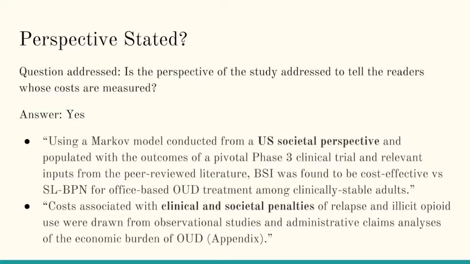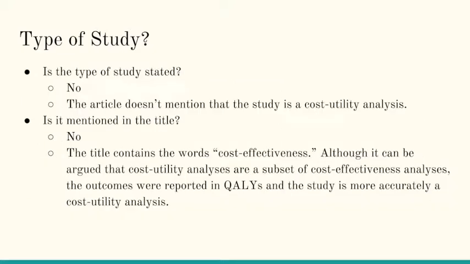We will now look at whether or not the perspective was stated. In order for the readers to know whose costs were measured, the study addressed that it was from a societal perspective. The article states that a Markov model was conducted from a U.S. societal perspective and also states that costs associated with clinical and societal penalties of relapses and illicit opioid use were drawn.